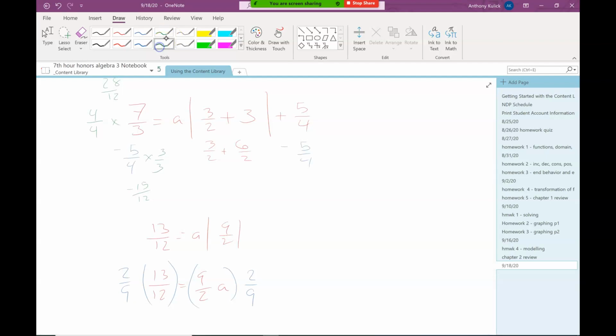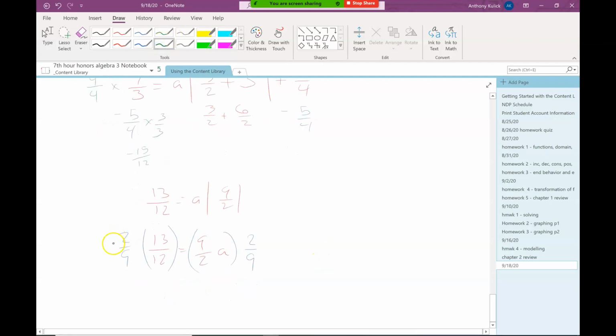Now I think the easiest way to do this multiplication is to reduce first. So I notice that the 2 and the 12 both have a factor of 2 in them, so I can reduce those. And now when I multiply across, 1 times 13 is 13, 9 times 6 is 54, and that's equal to my a.